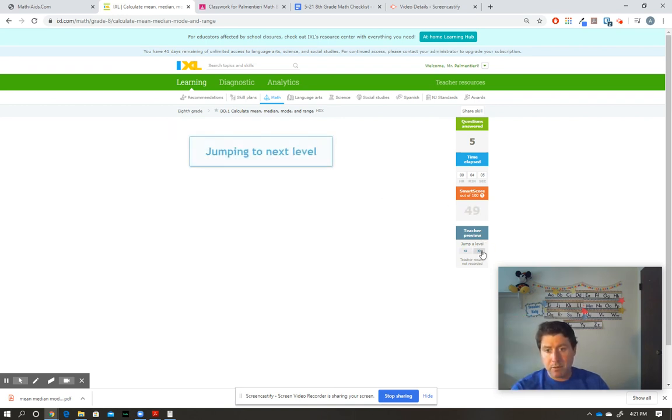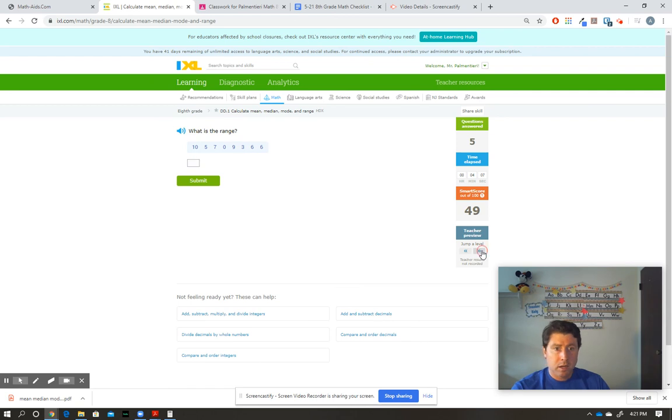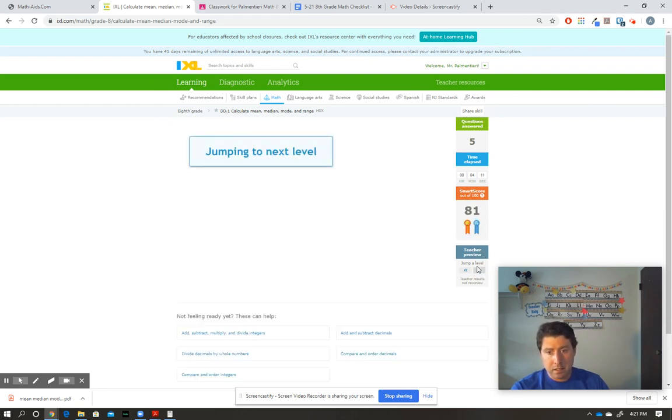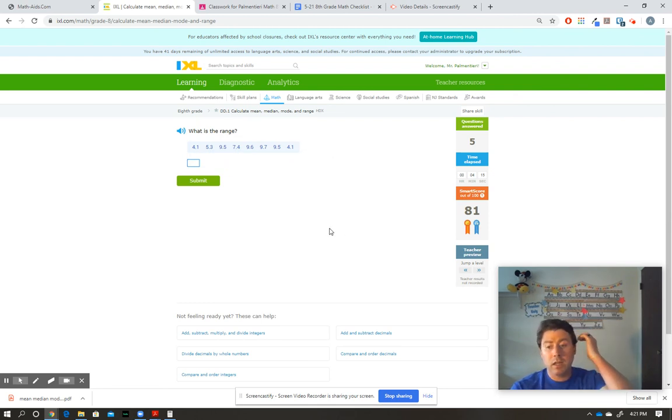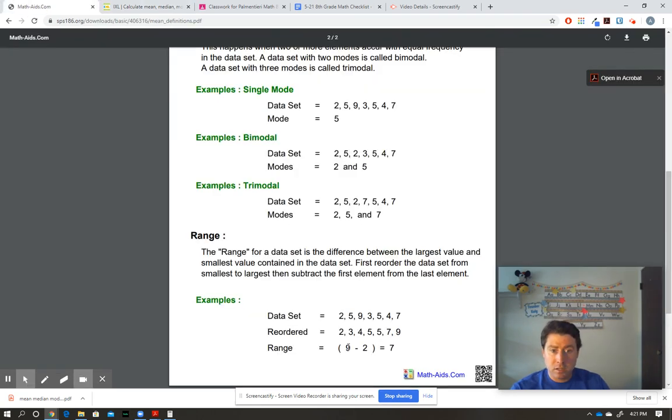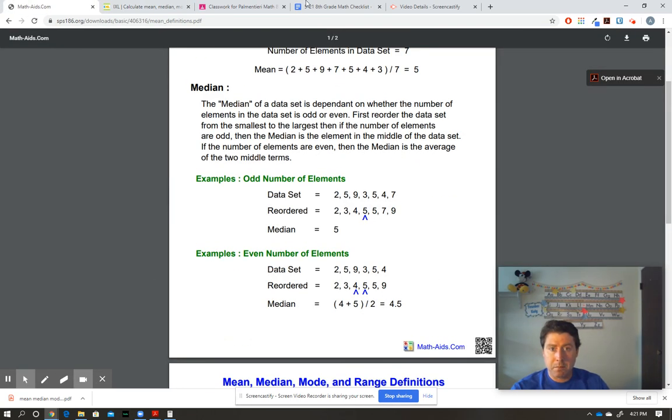Okay, I'll jump a level to show you how it gets harder. It just looks like the numbers may get slightly bigger. That's it. All right, so this is one, and then they throw in some decimals, but use your calculator. Okay, watch this video several times and use these notes that I provided you. Okay, best of luck there.